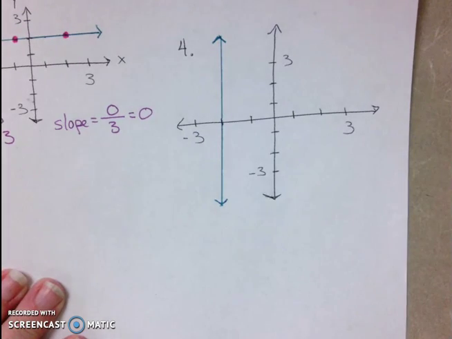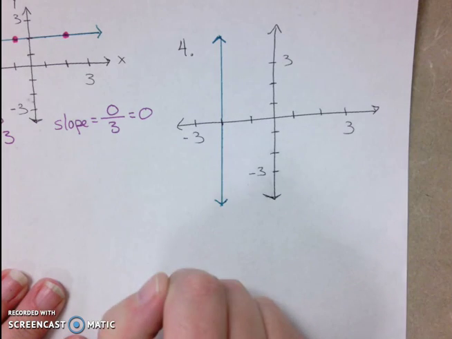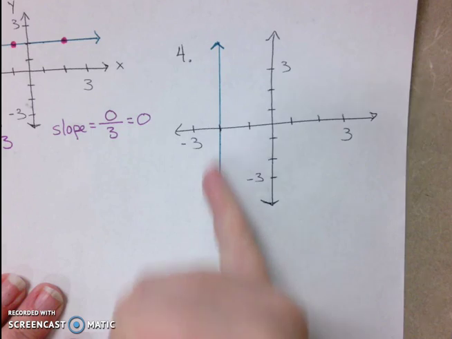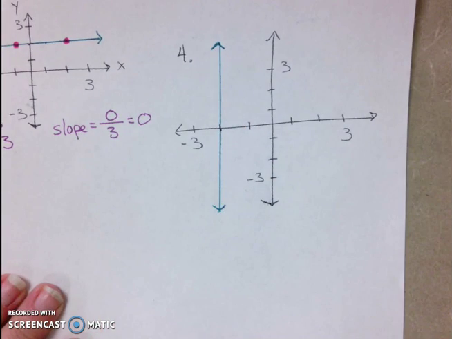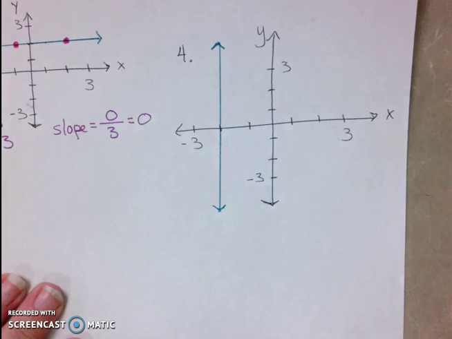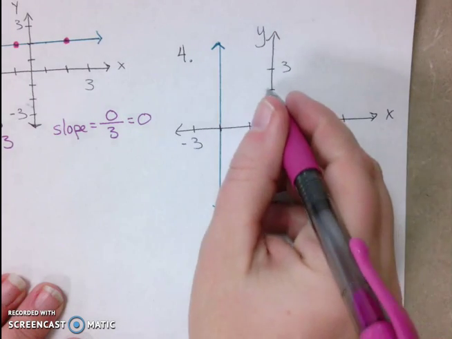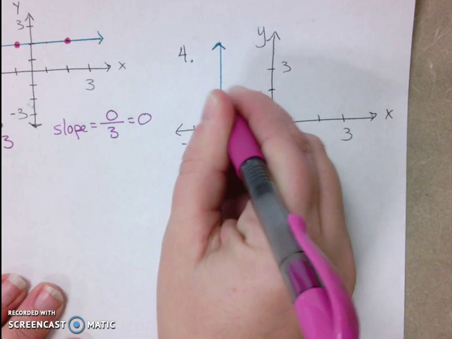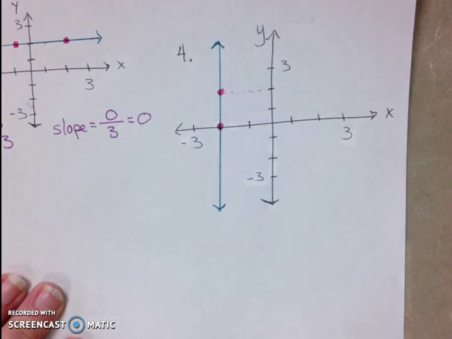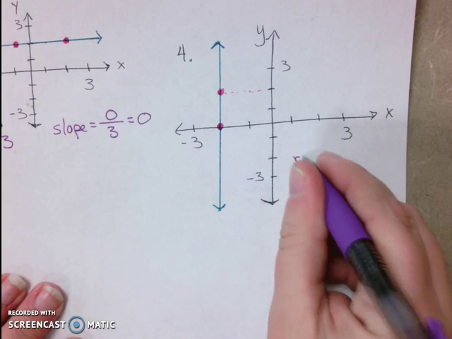Alright, now for number 4, I'm going to show you why the slope is undefined when it's a vertical line. So draw your graph so that your vertical line is going through -2 there on the x. And then we choose any 2 points that you want on the line. So I'm going to choose this one and this one. Any 2 points.